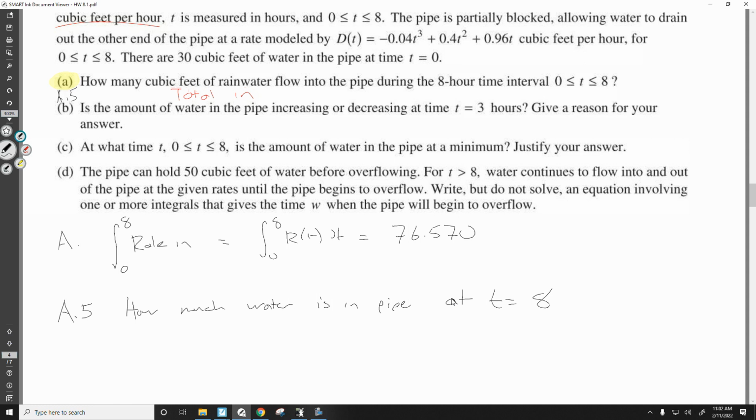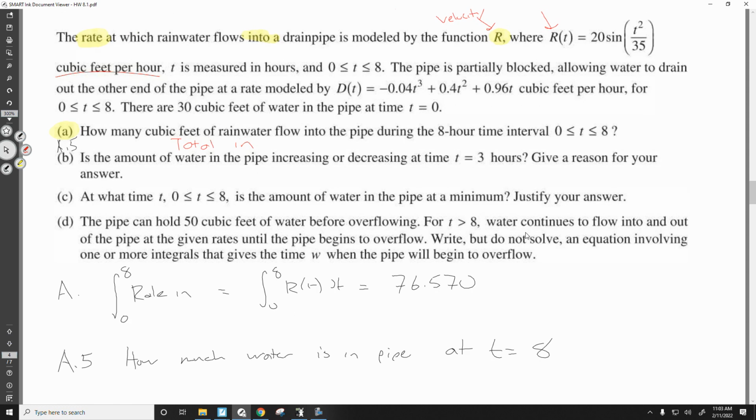Okay, well, let's make sure we understand the question again. Make sure we understand the situation. We have a rate at which water is flowing into the drain pipe, but we also have another rate. Okay, so this is the difference between last unit and this unit. We have a rate at which it's going out. This is another derivative. This is another velocity. This is different.